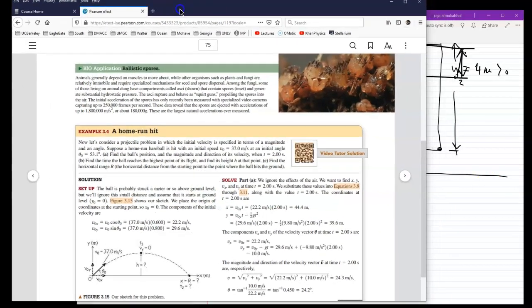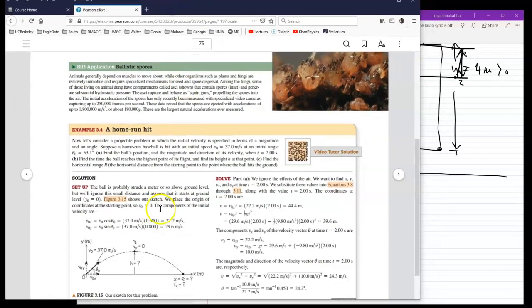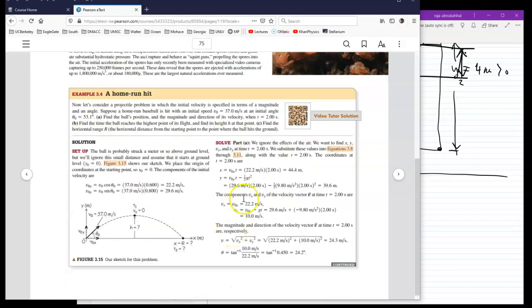All right, it says here, now let's consider a projectile problem in which the initial velocity is specified in terms of the magnitude and an angle. Okay, so we have the initial velocity. As you can see here, it's no longer like example 1. It's not horizontal. It's some initial velocity with some angle.